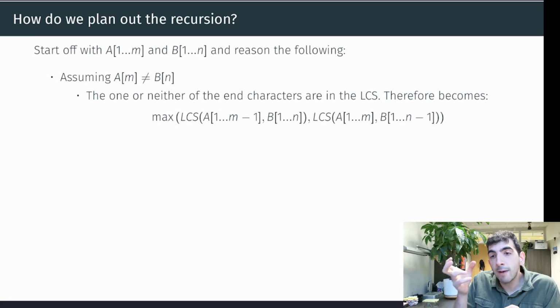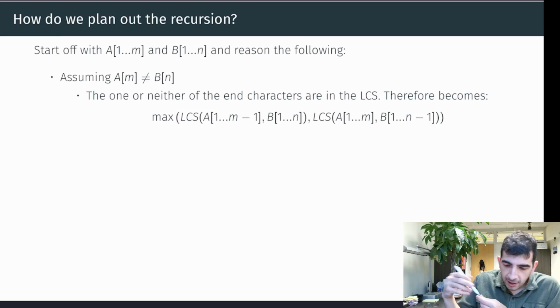The longest common substring, because they're common, it only comes about when both characters at the end are equal. So if these characters are not equal, either the last character of A is not part of the longest common substring, or the last character of B is not part of the longest common substring. Okay?